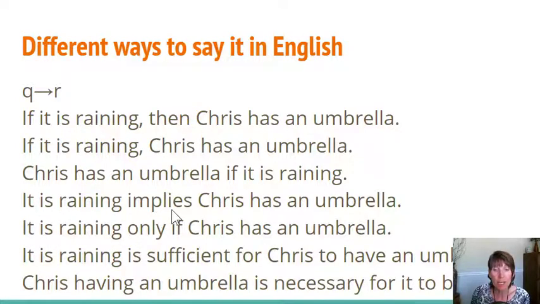It is raining implies Chris has an umbrella. It is raining only if Chris has an umbrella. It is raining is sufficient for Chris to have an umbrella. Or Chris having an umbrella is necessary for it to be raining. So a variety of ways to say it in English.